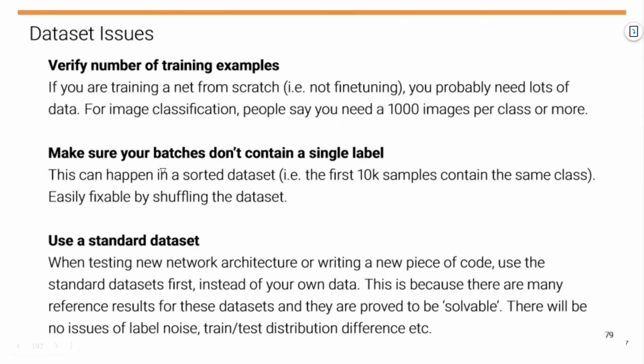And you need to verify the number of training examples. Often, people say you need 10,000 images per class or more. If you do not have enough data, then our network might not be able to learn anything. And this is explained in the previous slide. First, use a standard data set and verify your architecture is working, and then move on to your data set.